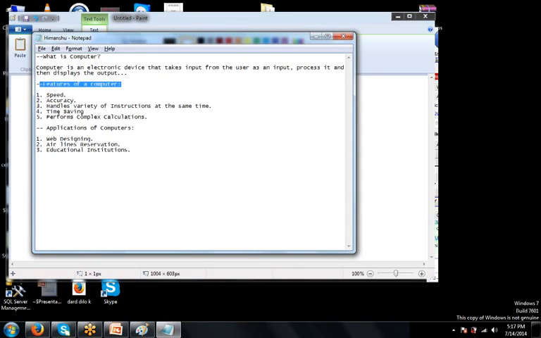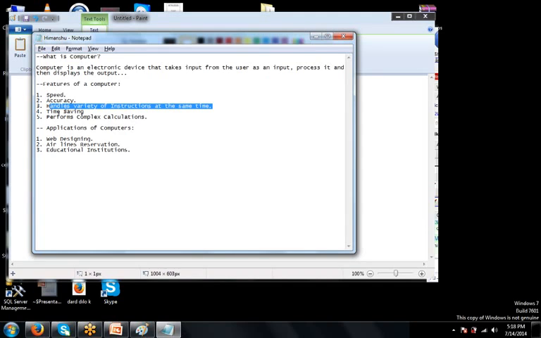Another one is handling a variety of instructions at the same time. As a human being, I cannot handle more than one instruction at the same time, but a computer can. The best example is that we can access the internet, MS Word, and Notepad at the same time. So it can handle a variety of applications and instructions at the same time.